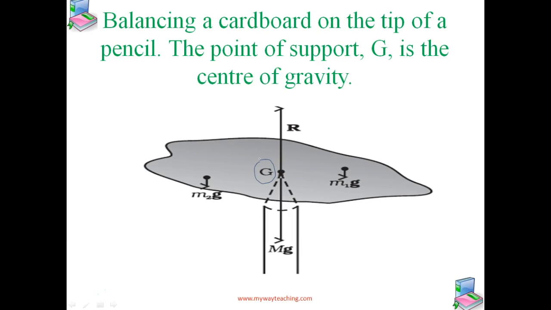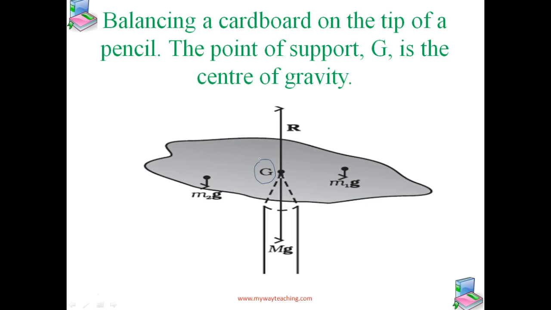Take an irregular shaped cardboard and a narrow tipped object like a pencil. You can locate by trial and error a point G, meaning the point at which you can balance the cardboard on the tip of the pencil. This point of balance is nothing but the center of gravity of the cardboard.